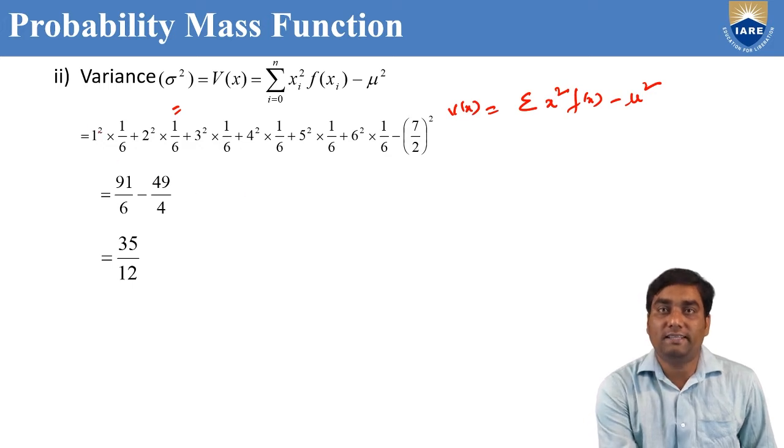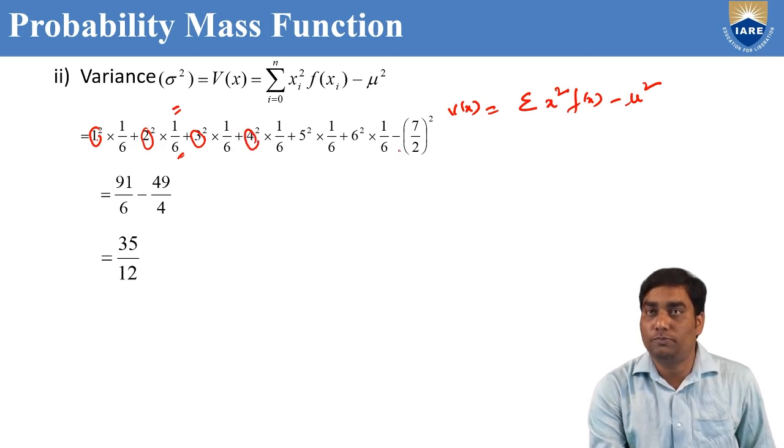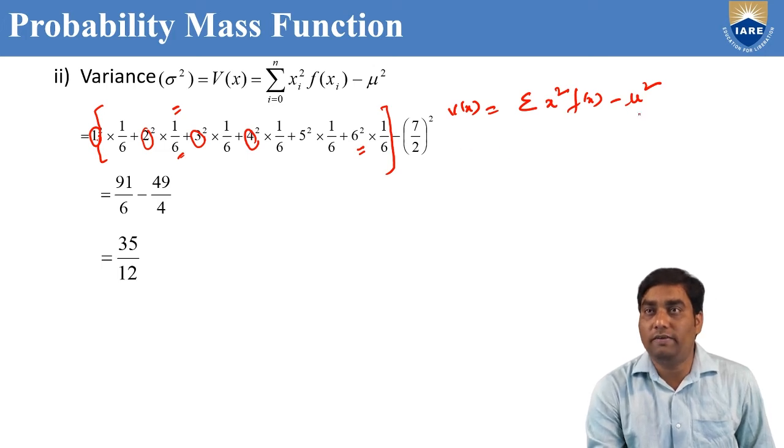x square, where x equal to 1. 1 square into 1 by 6 plus 2 square into 1 by 6 plus 3 square into 1 by 6 plus 4 square into 1 by 6 up to 6 square into 1 by 6. This is the value of sigma x square into f of x minus mu square, where mu equal to mean. How much did you get?